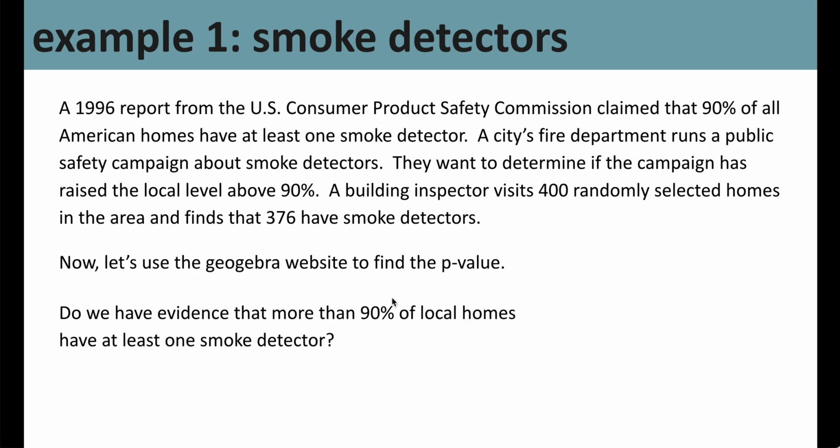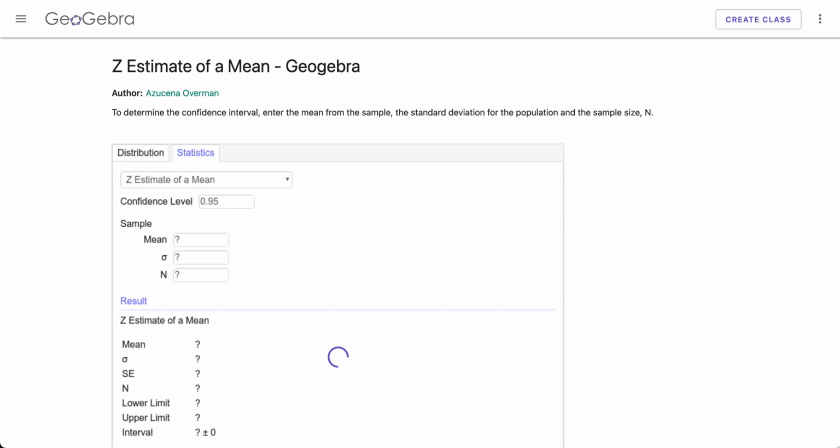Now let's move on and talk about how we determine this. We're going to go to our GeoGebra website to find the p-value. So I'm going to click over to there. It looks something like this. When you first go to the GeoGebra website, I'll put the link in the Edpuzzle, but there's always a link in the assignments and the quizzes and all of that. When you first go to that website, it's going to bring you to z-estimate of the mean, which is what we did in the last chapter when we were doing confidence intervals.